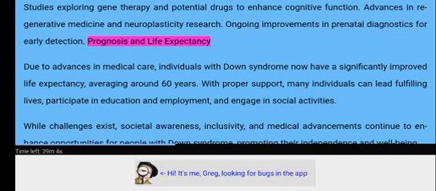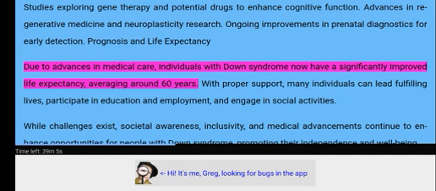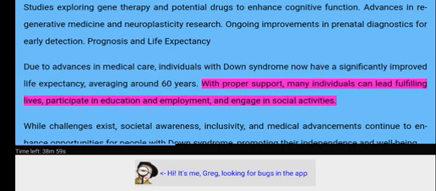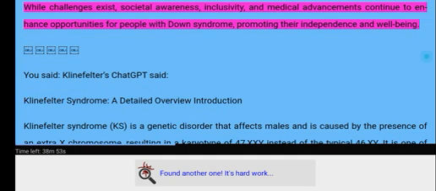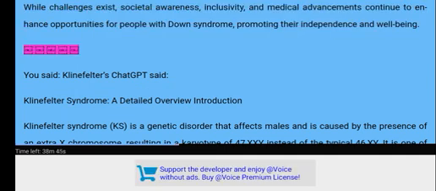Prognosis and life expectancy. Due to advances in medical care, individuals with Down syndrome now have a significantly improved life expectancy, averaging around 60 years. With proper support, many individuals can lead fulfilling lives, participate in education and employment, and engage in social activities. While challenges exist, societal awareness, inclusivity, and medical advancements continue to enhance opportunities for people with Down syndrome, promoting their independence and well-being.